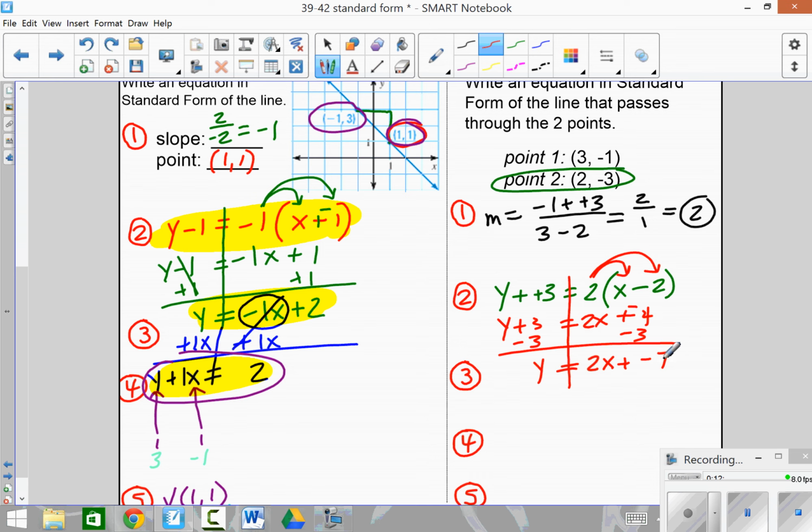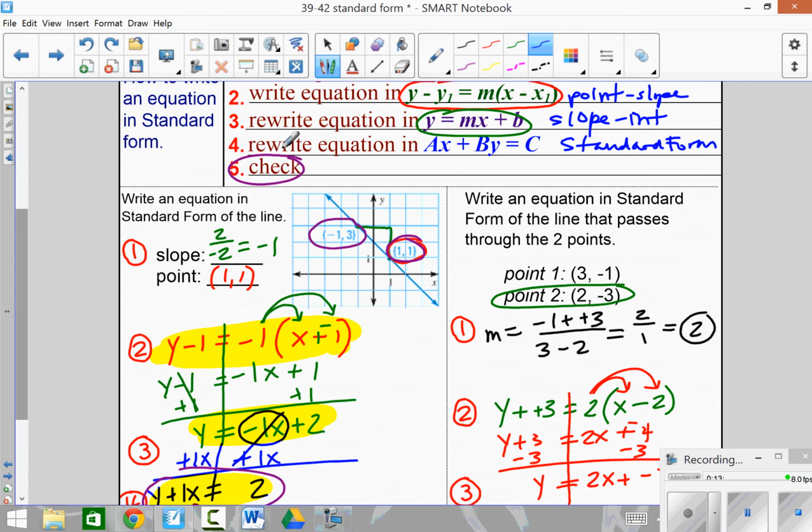Now, if you want to check along the way that you're actually doing this correctly, you can plug in this ordered pair 2, negative 3 or 3, negative 1 into your x and y. It should still work. So if we try it, 2 goes into the x. 2 times 2 is 4. 4 plus negative 7 does equal negative 3. So I know I'm still on the right track. I can even check point 1. 3 is the x. 2 times 3 is 6. 6 plus negative 7 does equal negative 1. So I know we're on the right track here.